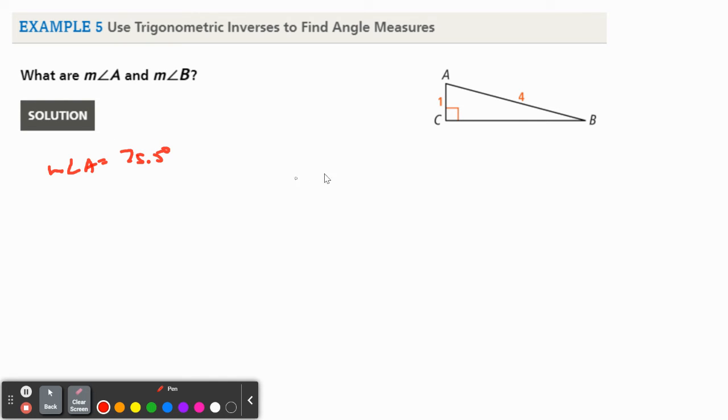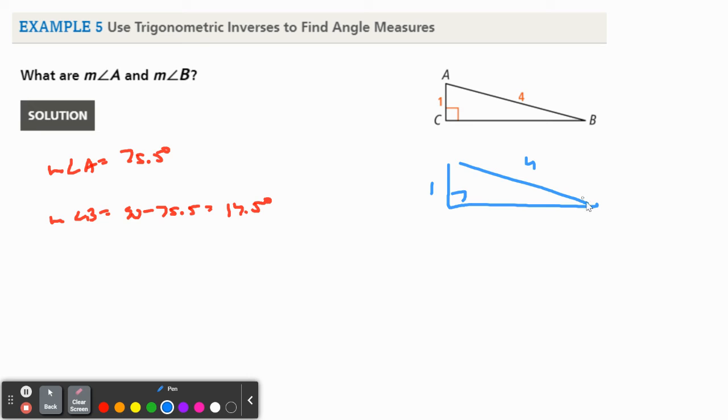Now, we could easily find the measure of angle B by just taking 90 minus that. So the measure of angle B equals 90 minus 75.5. That's going to be 14.5 degrees, right? So believe that, right? But let's use trig. I'll draw the triangle again with you.